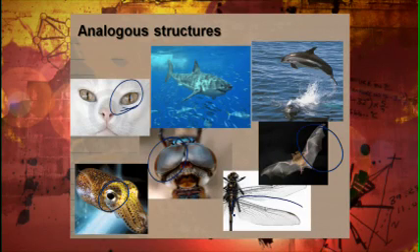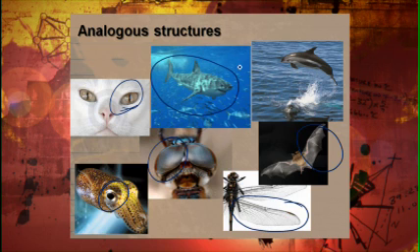Other analogous structures, we see the wing of a bat and the wing of an insect, both there for flying. Same basic function, but a very, very different structure. The streamlined shape of a shark and the streamlined shape of a dolphin, once again, the same function to get the animal through the water at very rapid speeds, but they are produced in different ways.